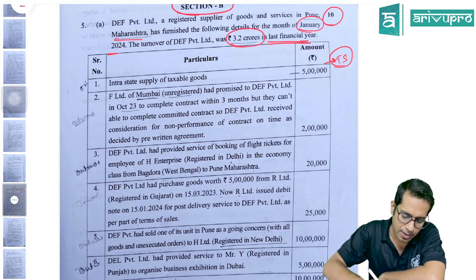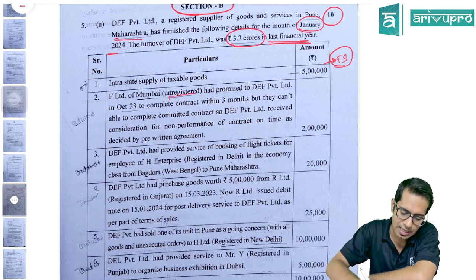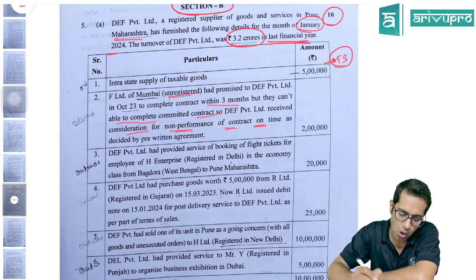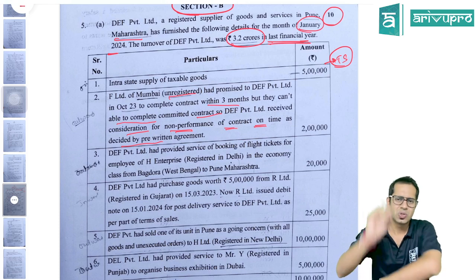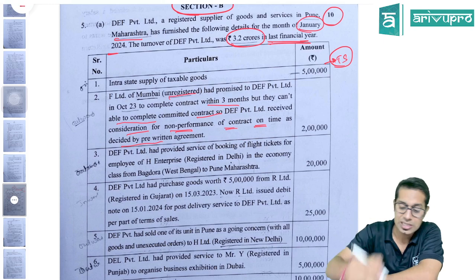F Limited of Mumbai, who is an unregistered person, had promised D Limited in October 23 to complete a contract within 3 months, but they were not able to complete the committed contract. So D Limited received consideration for non-performance of the contract on time, as decided in a pre-written agreement. So there was a circular. This is with respect to your liquidated damages. So this is treated as supply of services.